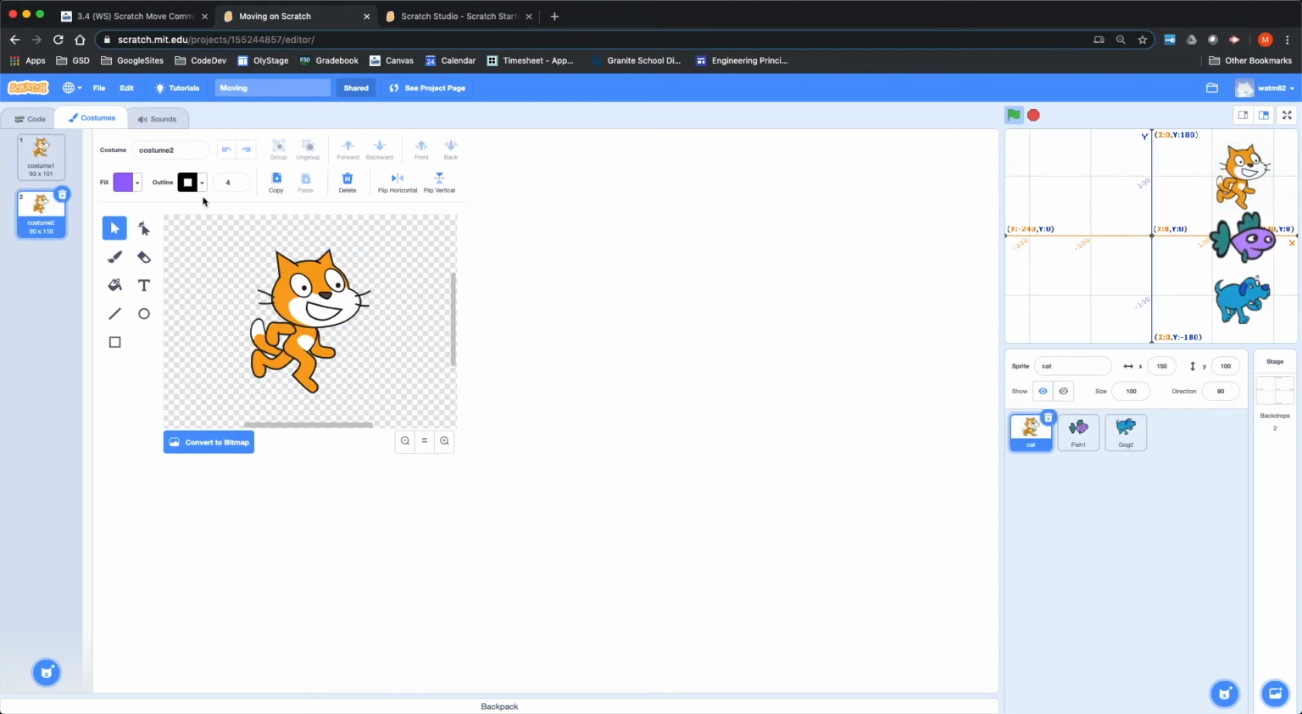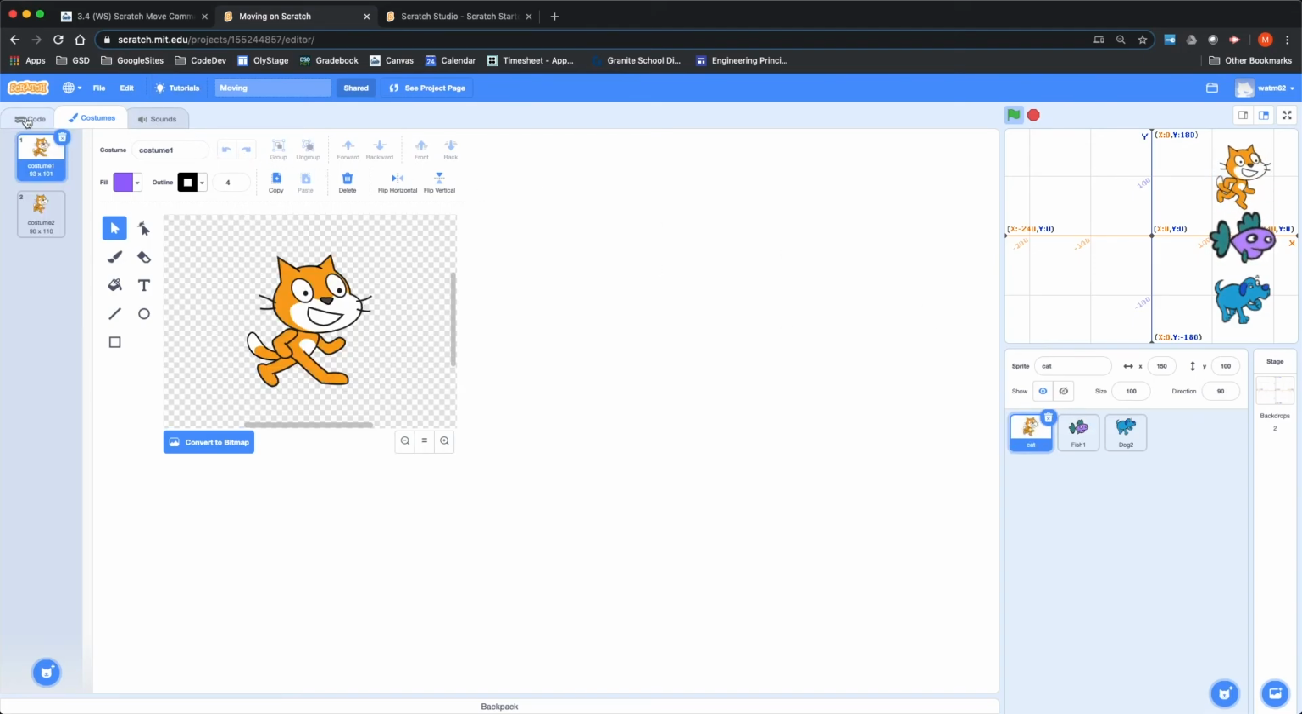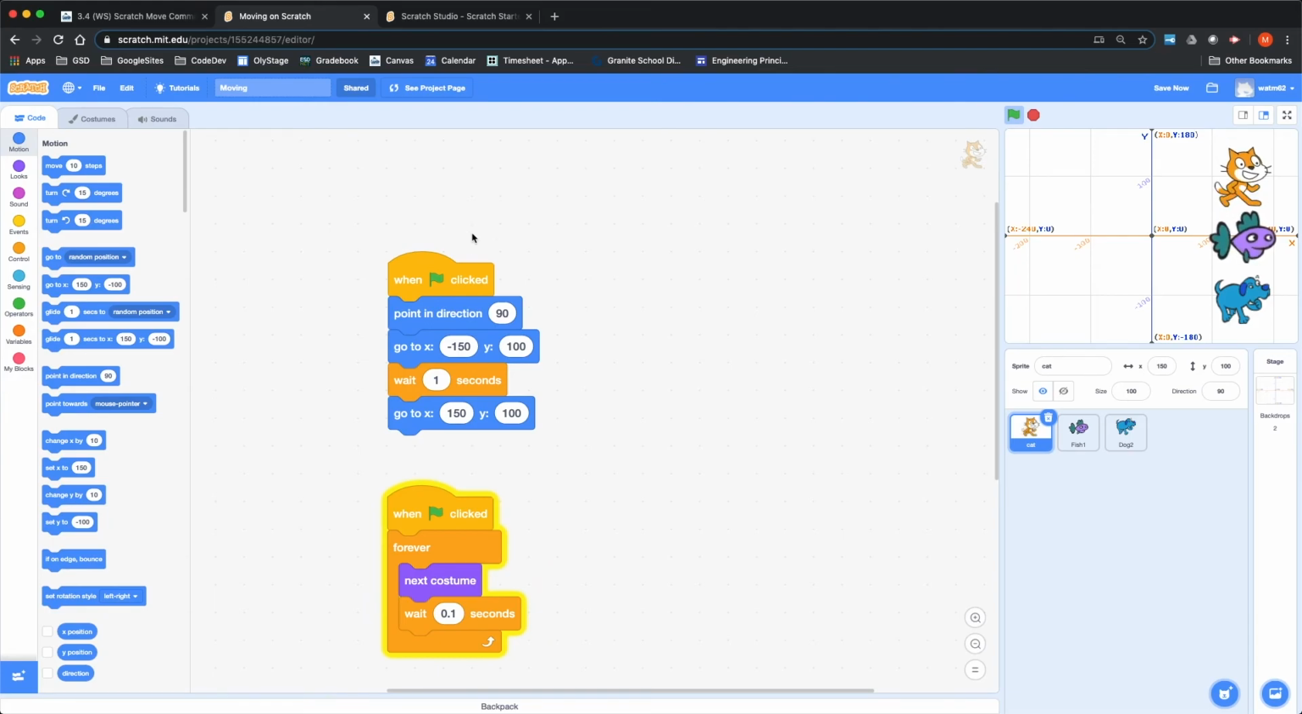The cat has a similar pair of costumes, and most of the sprites you get out of the standard library have multiple costumes, making them easy to animate. The fish also. But let's look at the code then. How do we get that cat to keep changing? If I were to put code here to have it change costumes, well, there's no time for it to change costume. While it's waiting, we can't do anything.